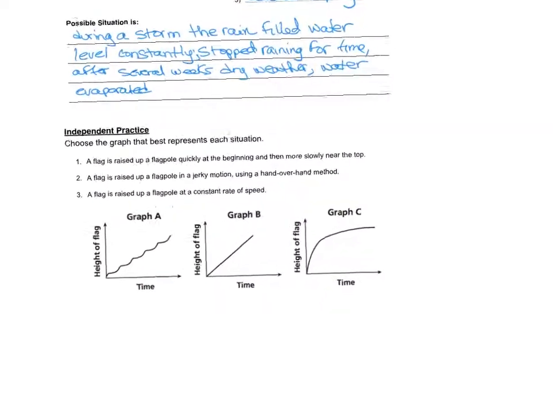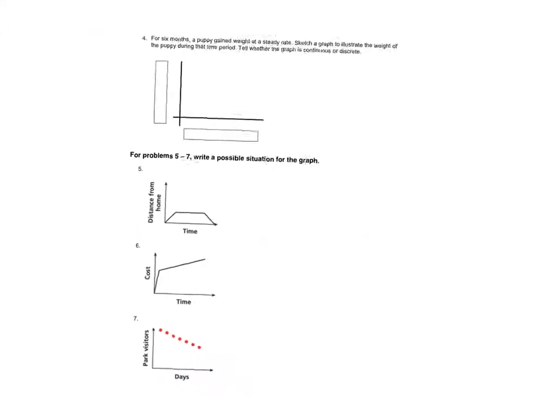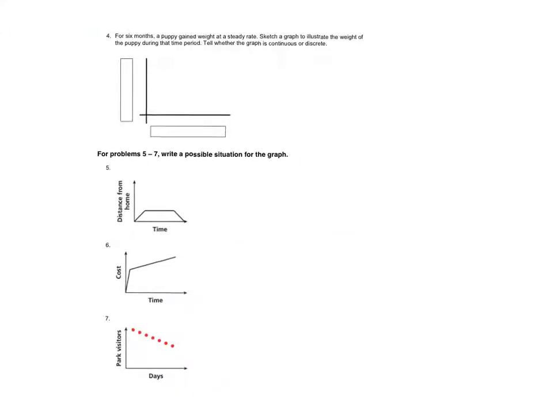So for the independent practice, it's going to be pretty straightforward. It's just going to be asking you to choose the graph that best represents each situation. And same thing with 4, 5, 6, and 7. Number 4, you're going to try to create a graph. Remember, the only thing that could be wrong is if you misinterpret whether it's continuous or discrete and whether you incorrectly place the dependent and independent variables.